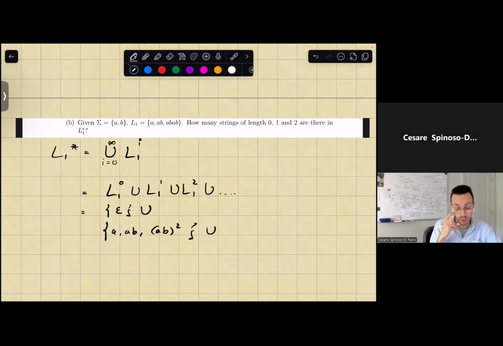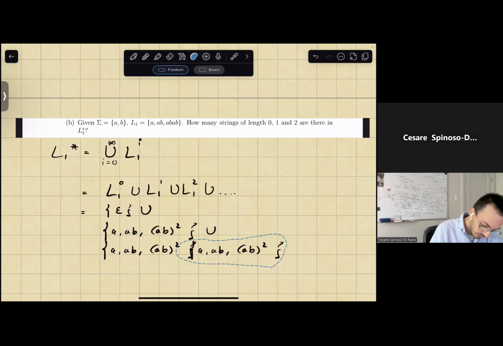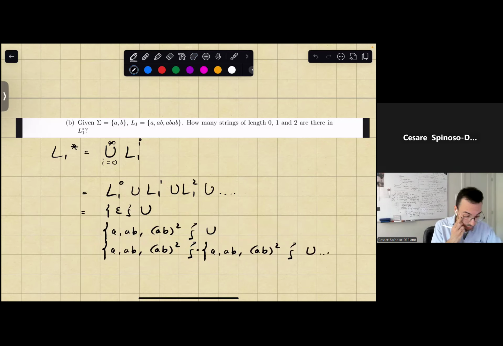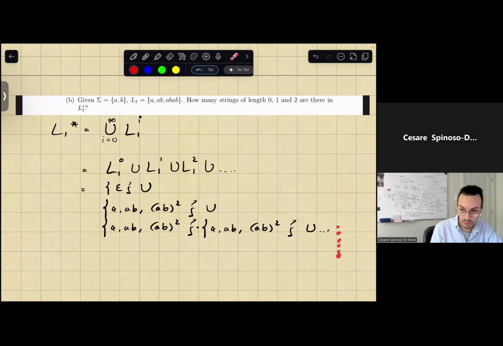Union L1 squared. What's L1 squared? Well, it's L1 concatenated with itself, right? So copy, paste, and so on. So this is what L1 star is. Now what we're being asked is how many strings of length 0, 1, and 2 are there in L1 star? I could, in theory, keep unrolling this and compute every single string in L1 star and then find some kind of closed form for it. But it's not actually necessary, because all I need is to find the strings that are of length at most 2.